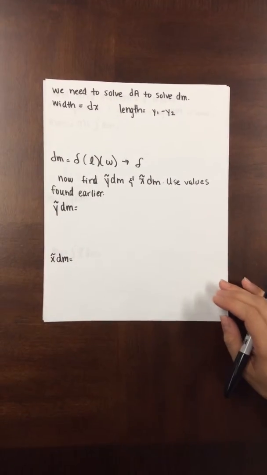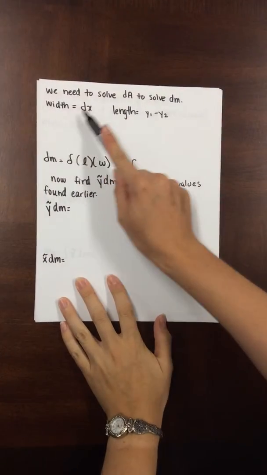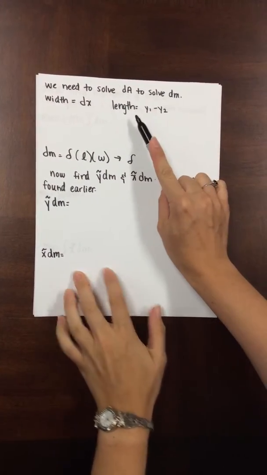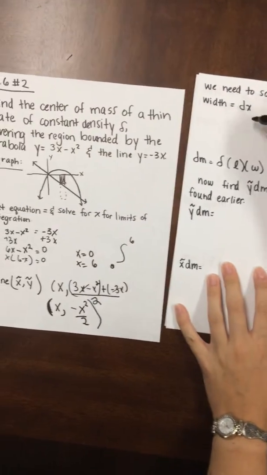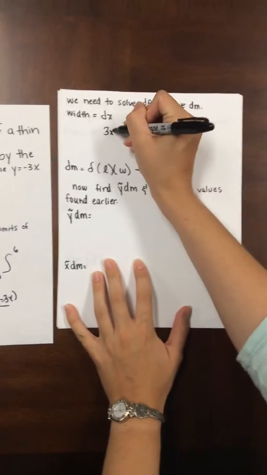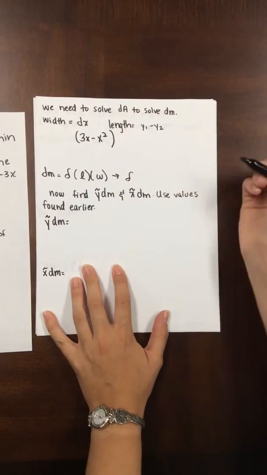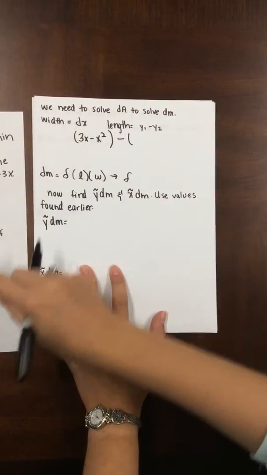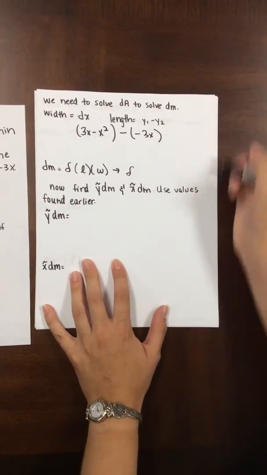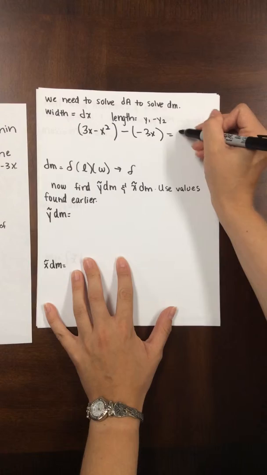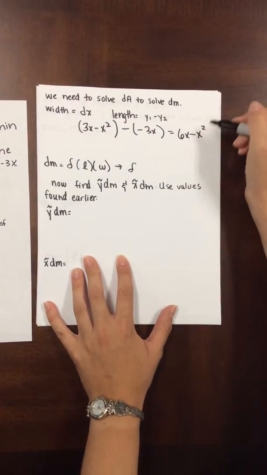Next we need to find the area, dA, so that we can solve for dm. In the area, the width is dx, and the length is the top equation, y equals 3x minus x squared, subtracted from the second equation, which was the minus 3x. When we solve for that, we get 6x minus x squared equal to the length.